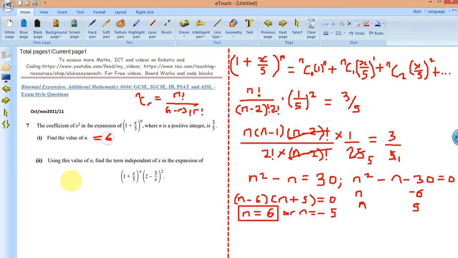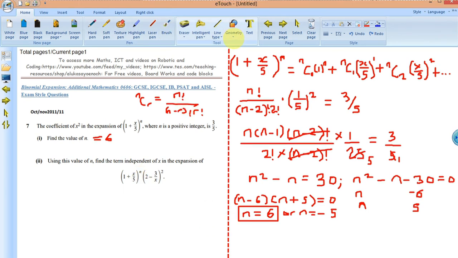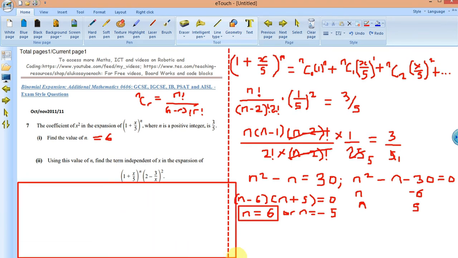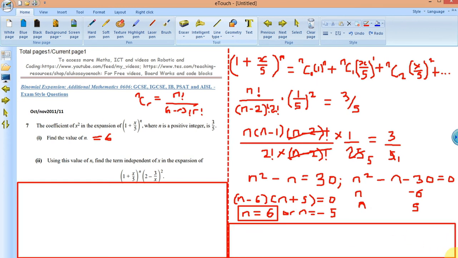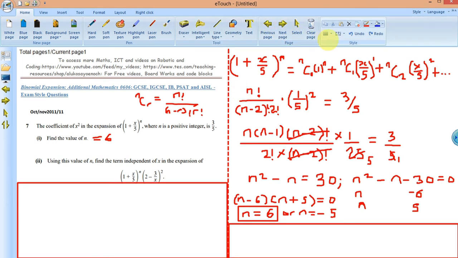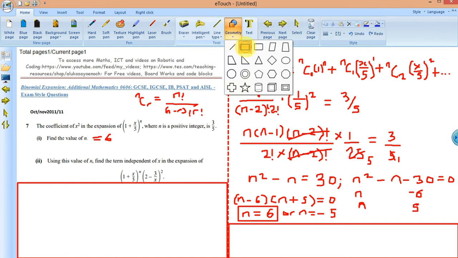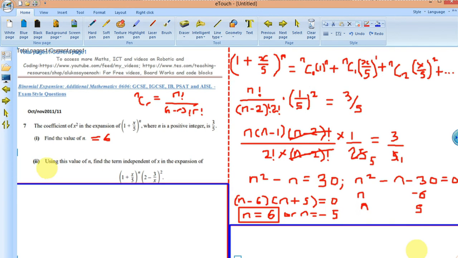Okay, now the next question says that using this value of n, find the term independent of x in the expansion of this. Now guys, we have a value for n already. Let me just create a rectangular box and complete question 2 here. If that box is not enough, then I will complete the remaining one here. Or if you don't mind, I can put it in a blue box, so that you'll be able to differentiate the two questions. Okay, so let me just use a rectangular blue box. Sorry about that.